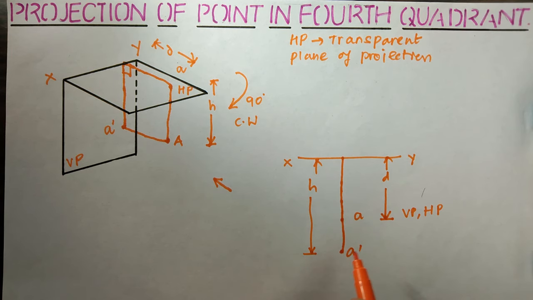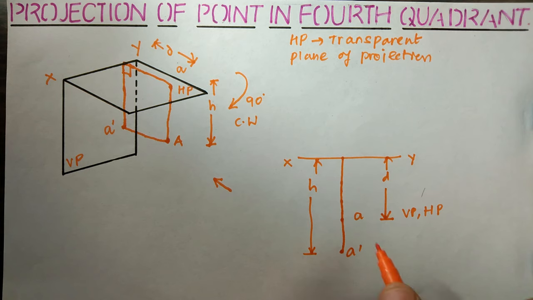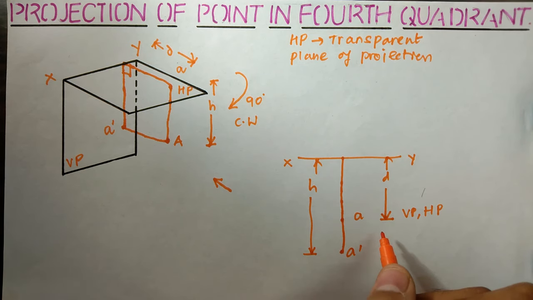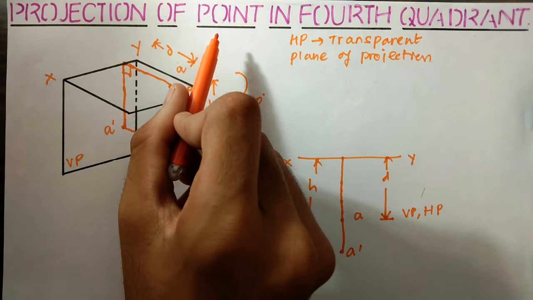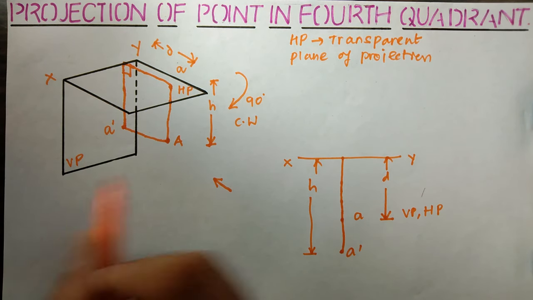In the fourth quadrant, both the front view and the top view lie below the reference line xy. Both lie in the same plane. Hence, it's difficult to get a certain understanding about the position of a point. So basically, for the projection of a point, the first and the third quadrant are considered to be most favorable. So guys, this is all about projection of the point and how to construct the orthographic view.